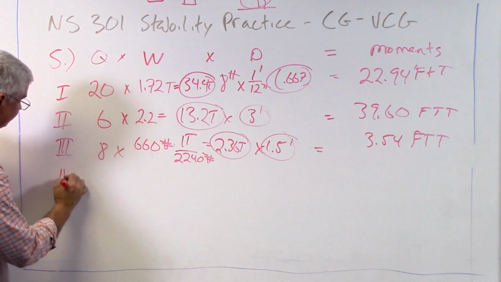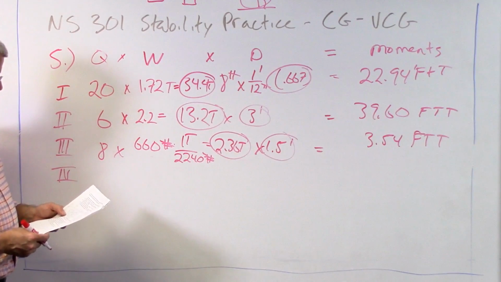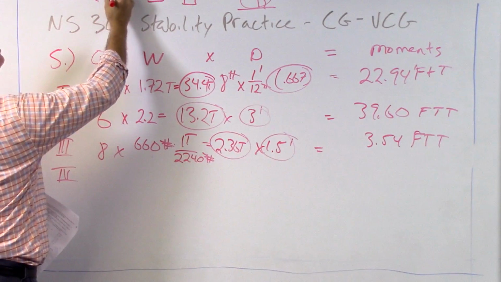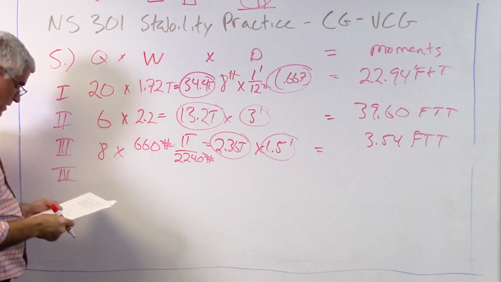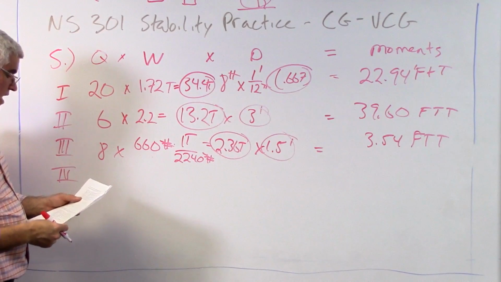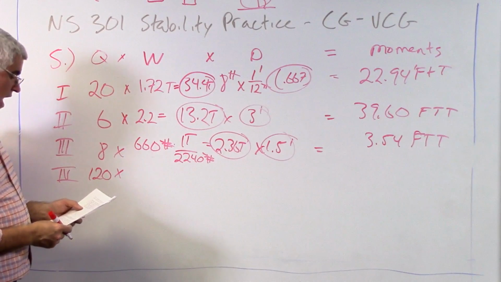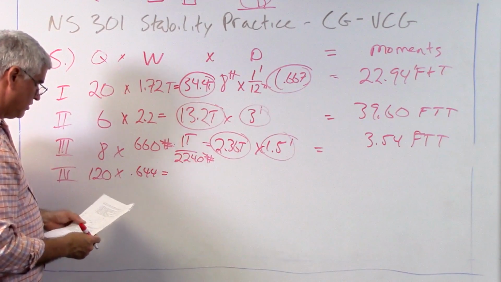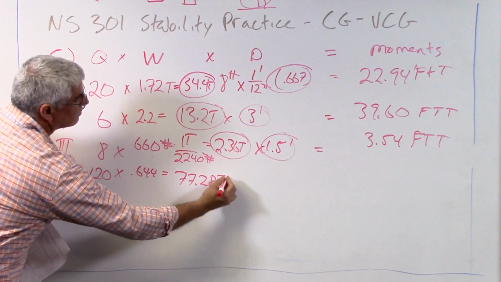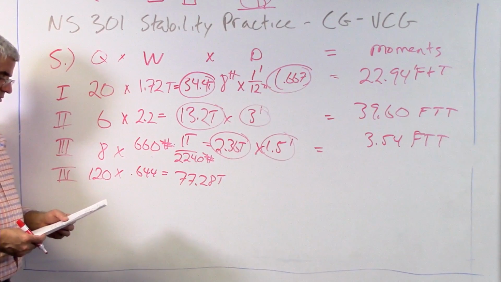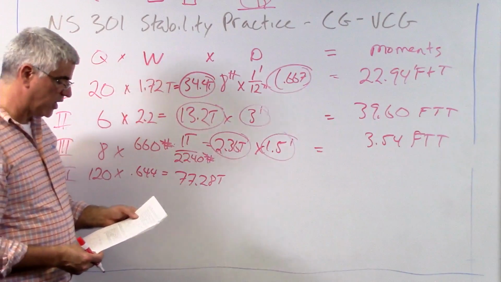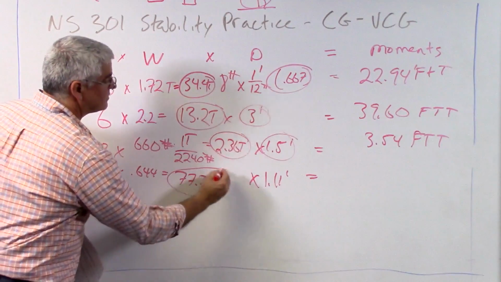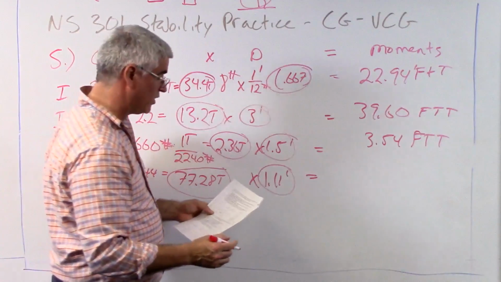Okay, last parcel. I have drill pipe, 6 inches in diameter, 30 feet long. Okay, so it's 6 inches diameter. The center of gravity should be 3 inches. I have 120 lengths. Woo, there's quite a few of those. Times 0.644. That's going to equal 77.28 tons. Okay, what's my distance going to be? Well, they tell me that the pipe is 1.1 feet above. So now if I multiply that times that, I will get 85.78 foot tons.